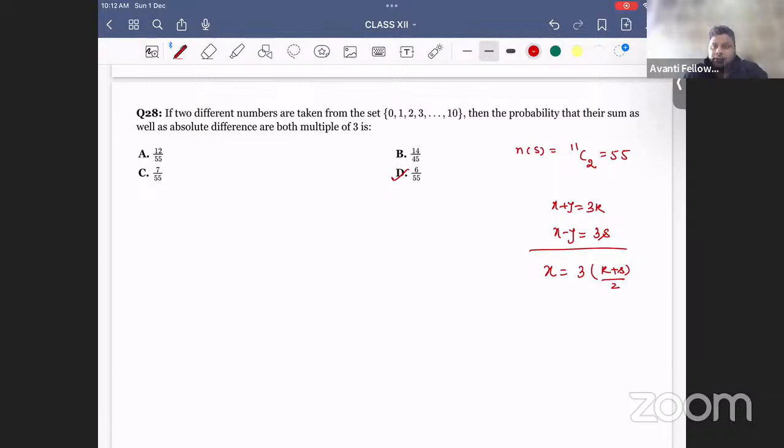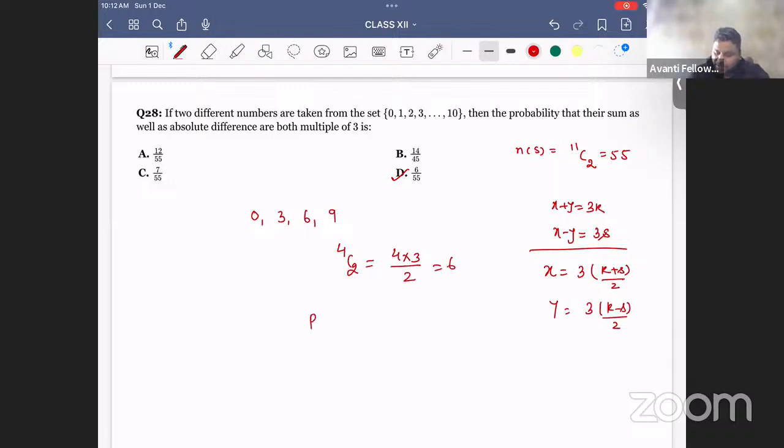Got it? So their sum will be divisible by 3, their difference will also be divisible by 3. Similarly, y will also be what? Thrice of (k minus s) upon 2. So now the numbers here are 0, 3, 6, 9. In how many ways can you select two numbers? 4C2, that is 4 into 3 by 2, 6.